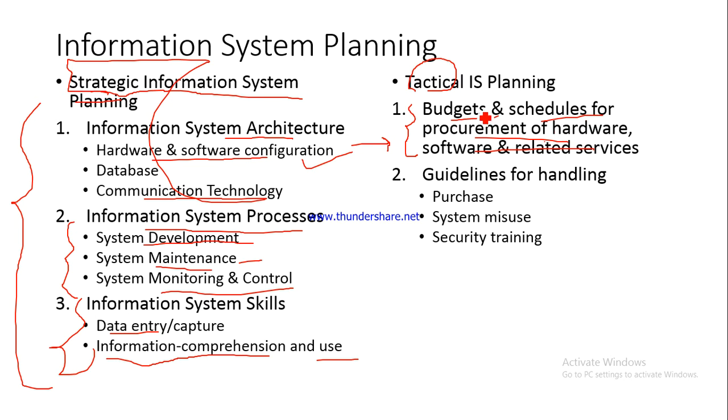and that is why we are talking about the schedules for the procurement, and we are also talking about the guidelines for handling the purchase, the system misuse and the security training. So how do you actually handle the purchase of the information system, hardware or software? What if somebody misuses it? Then how do you handle that system misuse? And how do you actually train your personnel to provide security, to ensure that the hardware and the software that you have used for the information system is secure, that the database is secure? So all this has to be decided as the tactical plan.